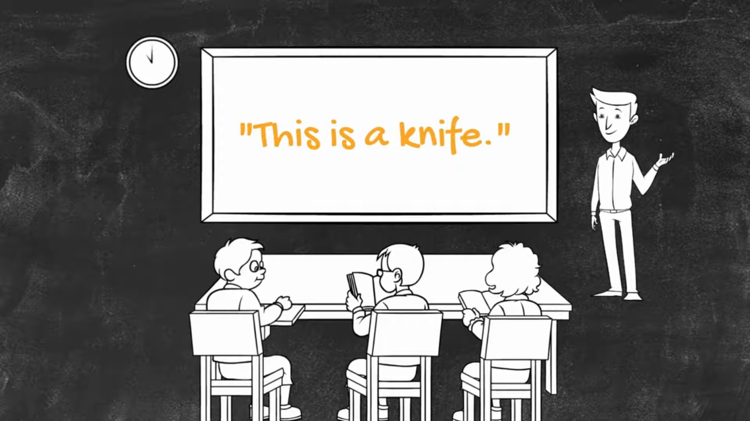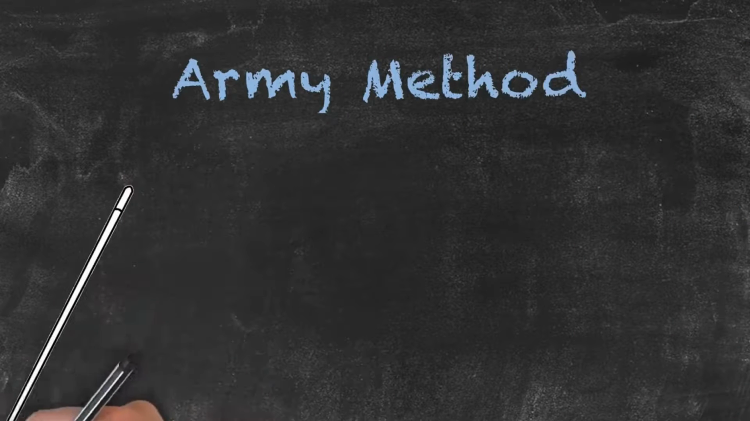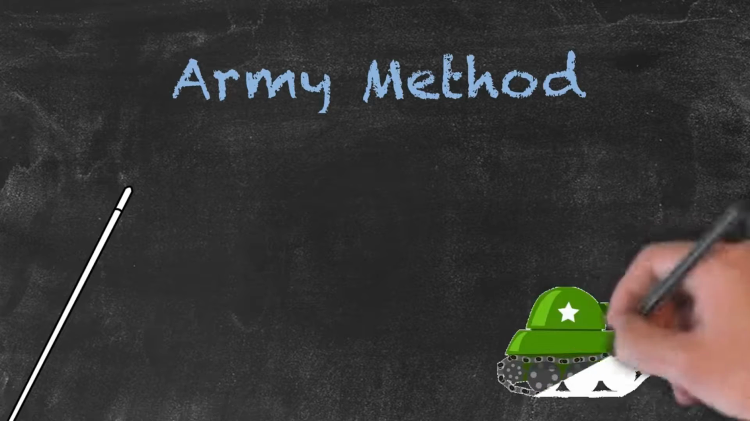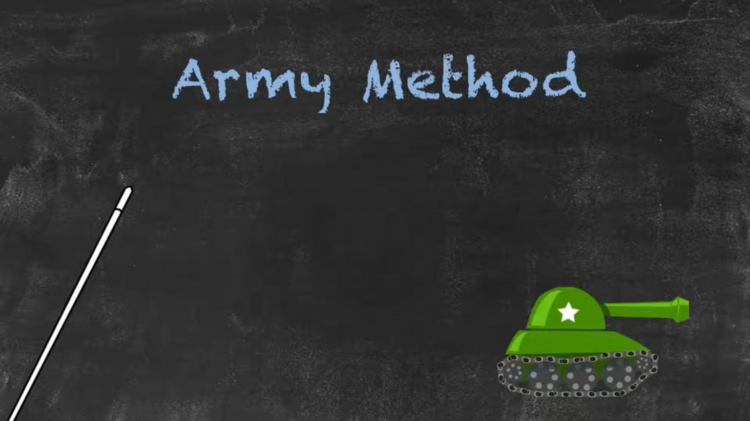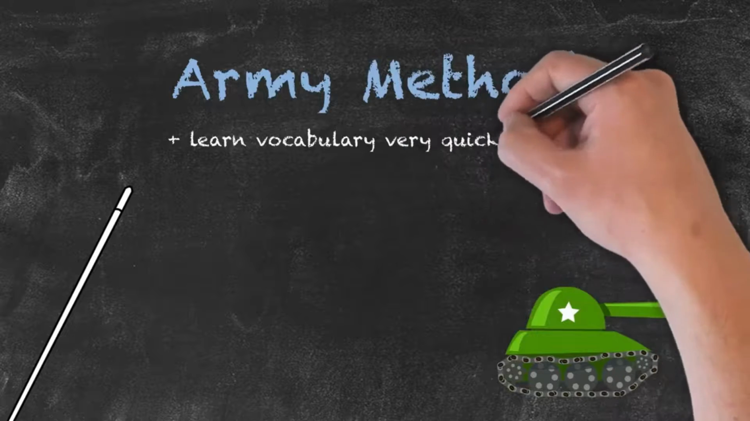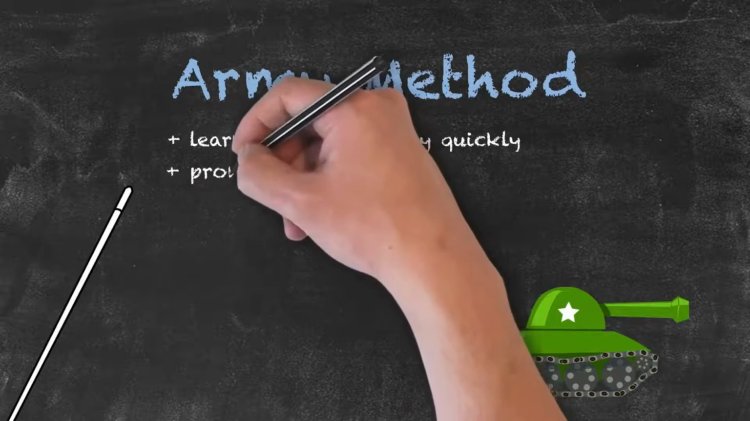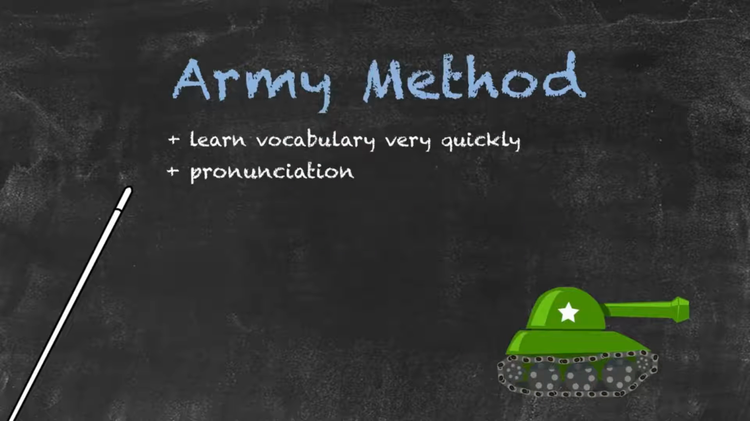The reason that it's also called the Army Method is that it was the method adopted by the United States military, who had personnel stationed around the world at the end of the Second World War, and they realized that they needed those personnel to pick up the language very quickly. And that's one of the positive things about this particular methodology, is that you do very quickly learn vocabulary. Another positive thing about it is that you quickly learn the correct pronunciation of that vocabulary.